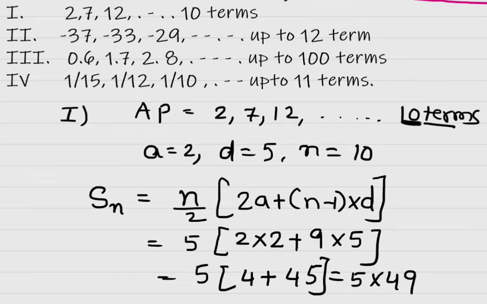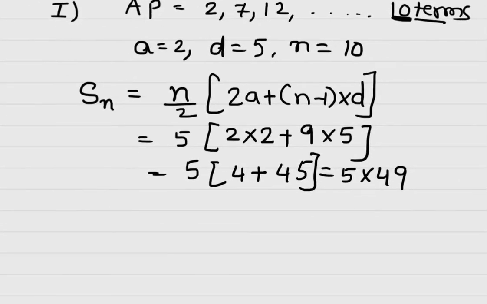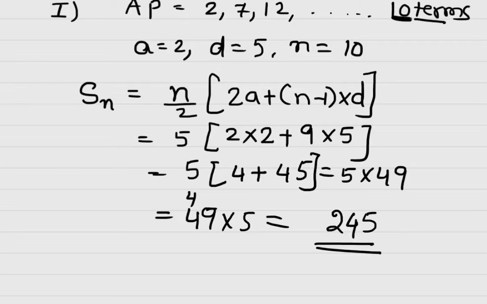So let us see how much is 5 into 49. 49 multiplied by 5, you see how much you are going to get. 9 fives are 45. Left with 4, and 5 fours are 20. And 20 plus 4 is 24. So the sum of the terms of the given AP, that is 2, 7, 12 up to 10 terms, is 245. Let's go and see the next.